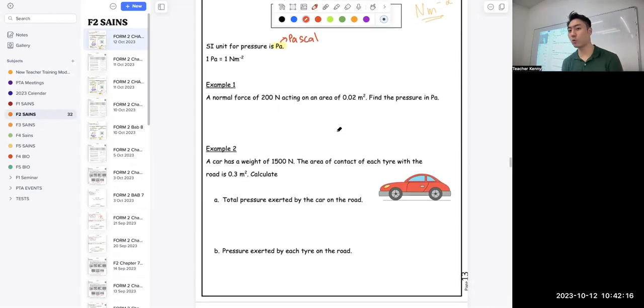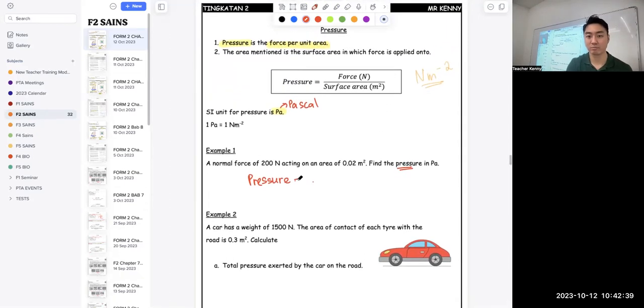Now, a force of 200 Newton acting on an area of 0.02 meters square. Find the pressure in units of Pa. So find pressure, right? So my title of course should be pressure. So what's my force? Look at the formula. Pressure is what? Force divided by surface area.